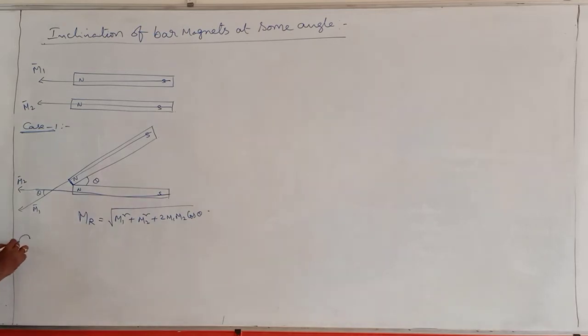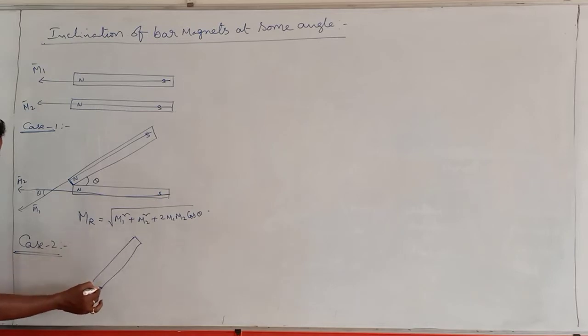Case 2. When unlike poles are in contact, what is the resultant magnetic moment?